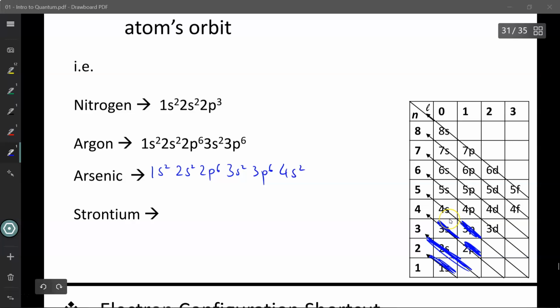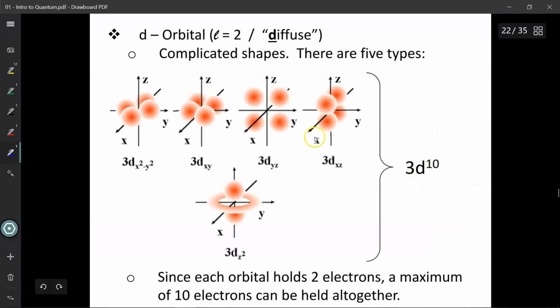4s2. Scratch that out. At this point, I'm going to double check how many I've drawn so far. 2, 4, 10, 12, 18, 20. I need to draw 33, so I'm going to keep going. After 4s, I can go to 3d. If you recall, d orbitals have 5 suborbital shapes. Each can hold 2, so it can hold a maximum of 10.